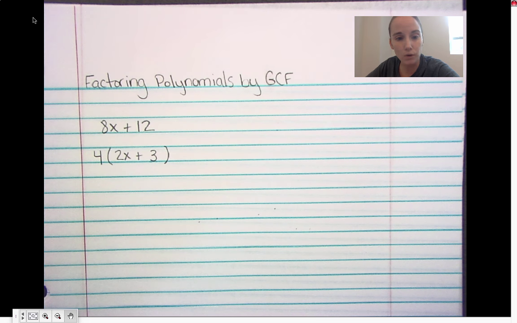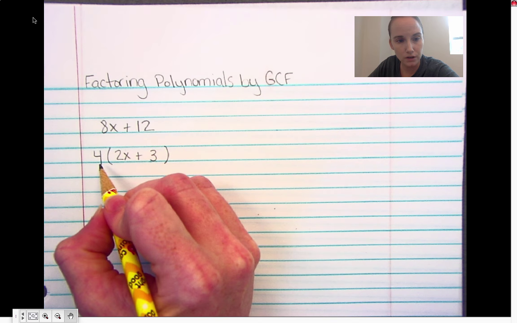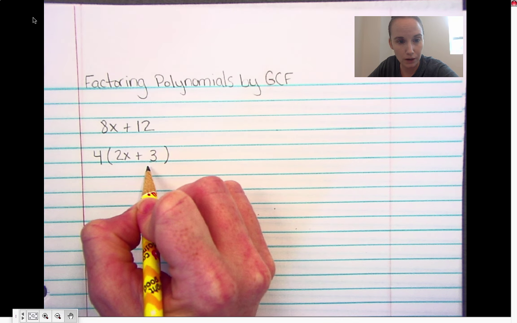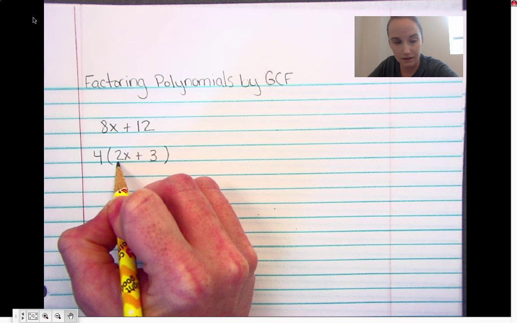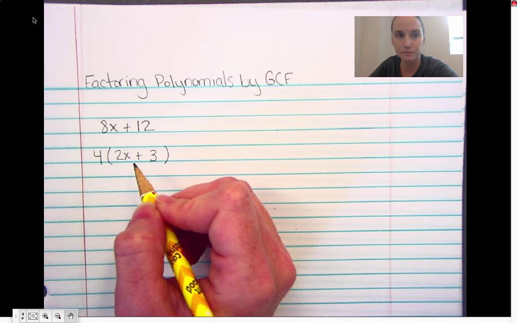And you can check your work by distributing back. So if I distributed the 4 back into this problem, 4 times 2x would give me 8x, and 4 times 3 would give me 12.